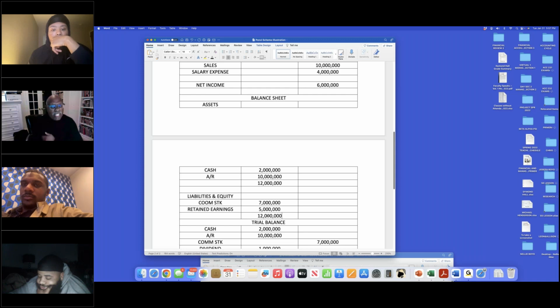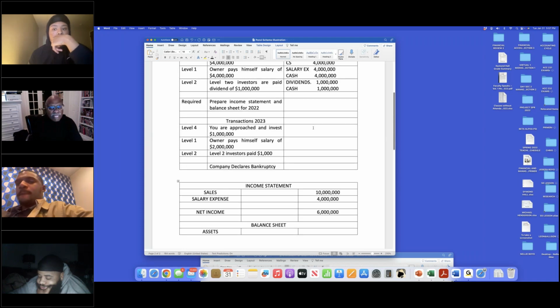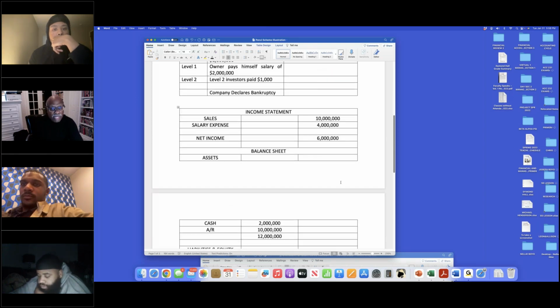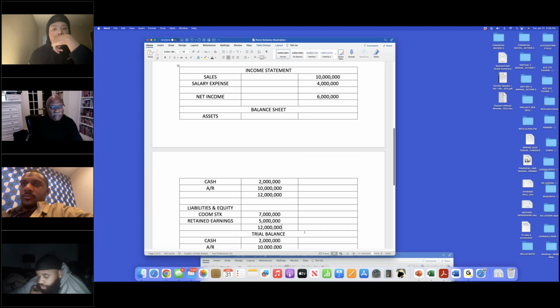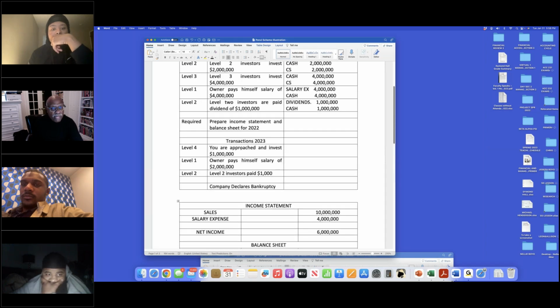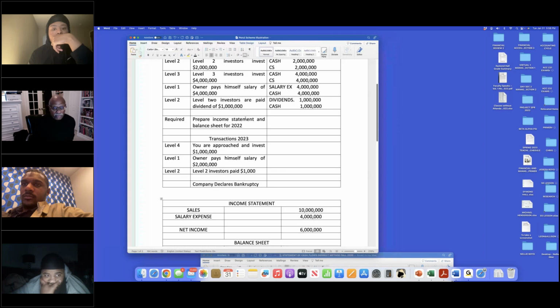So now we're in year 2 and they get to you. And they say, look, we've made $6 million. We got 12 million in assets, 2 million in cash. Give us your $1 million to invest. And you say this looks pretty good to me, so you give them your $1 million. The owner pays himself a salary of 2 million. He pays the level 2 investors 1 million, and he declares bankruptcy. What is going to be the status of your 1 million?